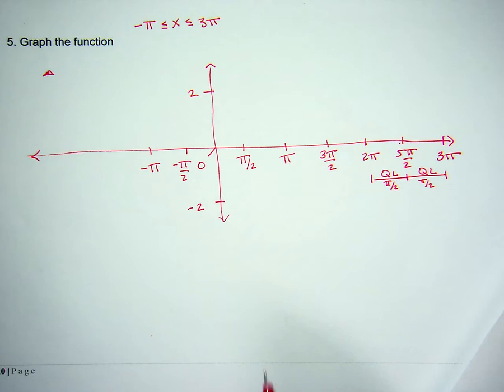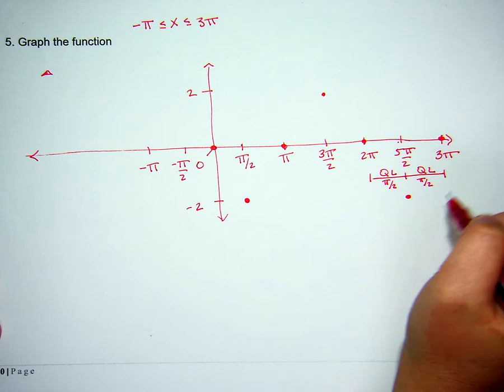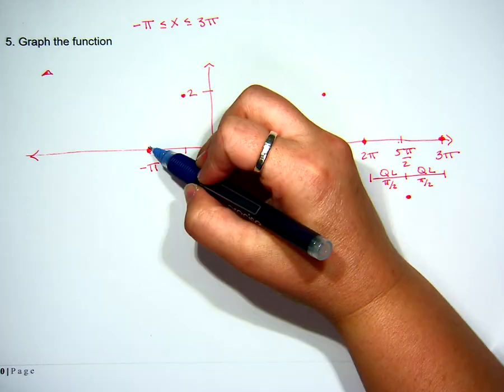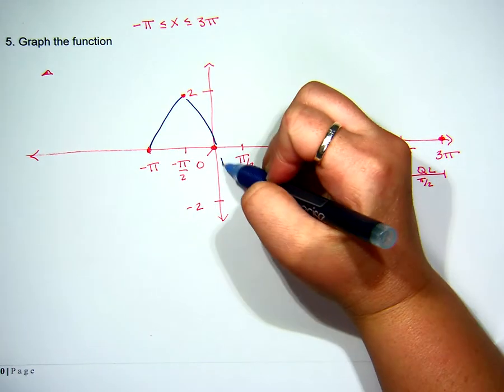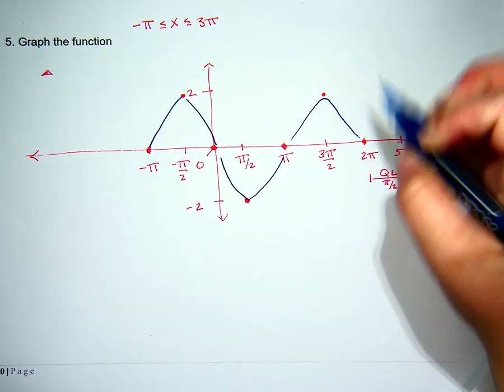This basically mirrors itself, which means that I'm falling down. So 5 pi over 2 will be down here at negative 2. Scoot back up. 3 pi will be at 0. Coming over here, negative pi over 2 will be at 2, and negative pi will be at 0. Go ahead and connect our dots. Okay, so there is my wave.